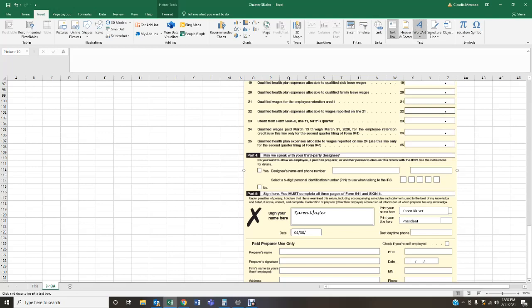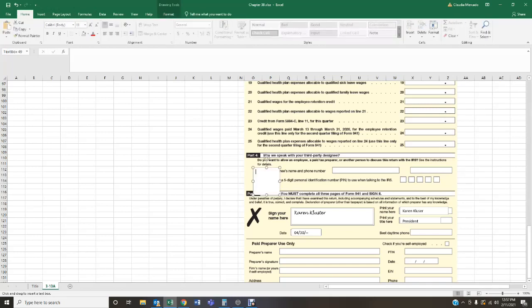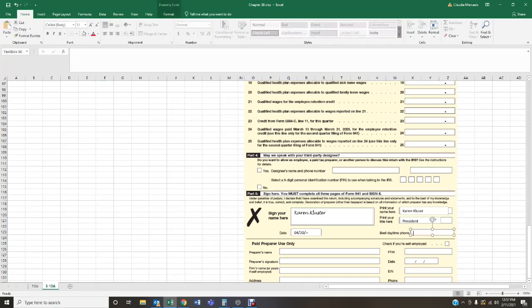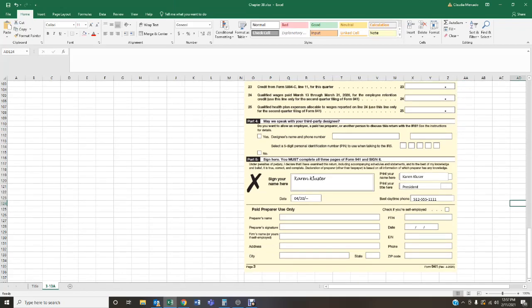And we're going to have our shapes. Insert text box right here. So here we have our best daytime phone. We enter our phone. And this is in case we do something wrong, they can easily contact us. So we enter the phone number. And then the below section is to be prepared by the person designated to complete this form.